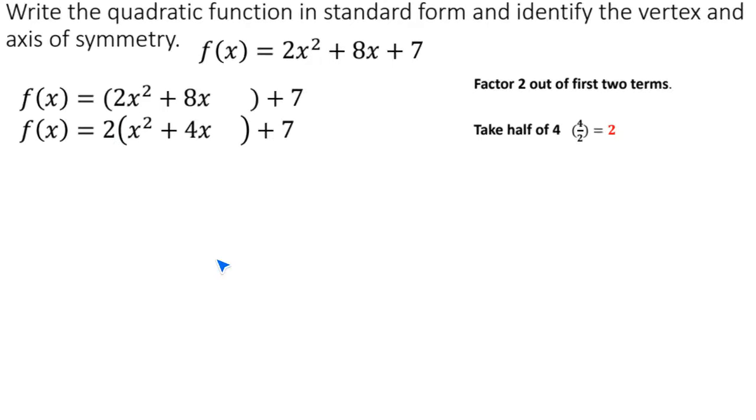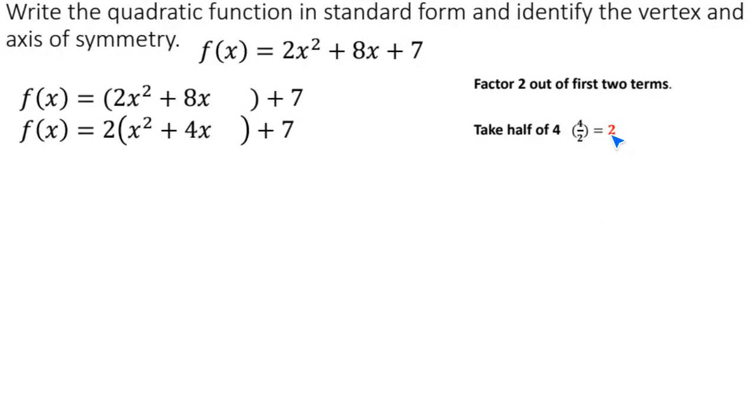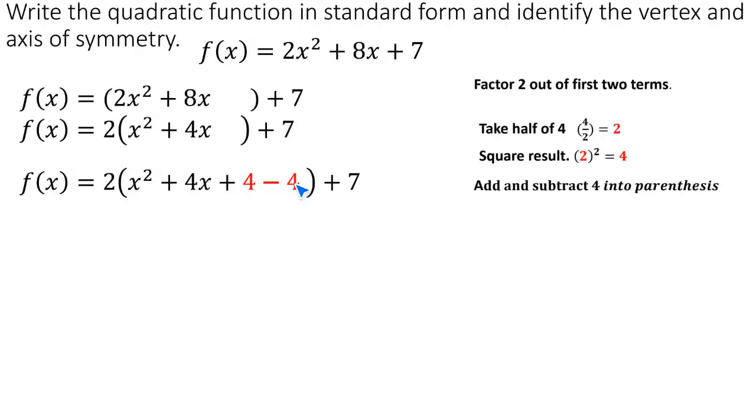Okay. So now we can identify b. B is 4, so I'm going to take half of 4. So half of 4 is going to be 2. And my next step is going to be to square it. So I'm going to take my 2, I'm going to square it, and I get 4. Okay, so what do I need to do next? We need to add it, the 4, and subtract the 4 in the parentheses.